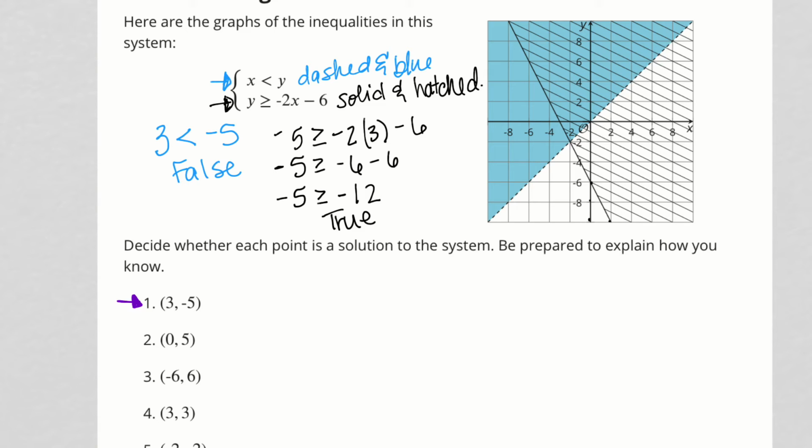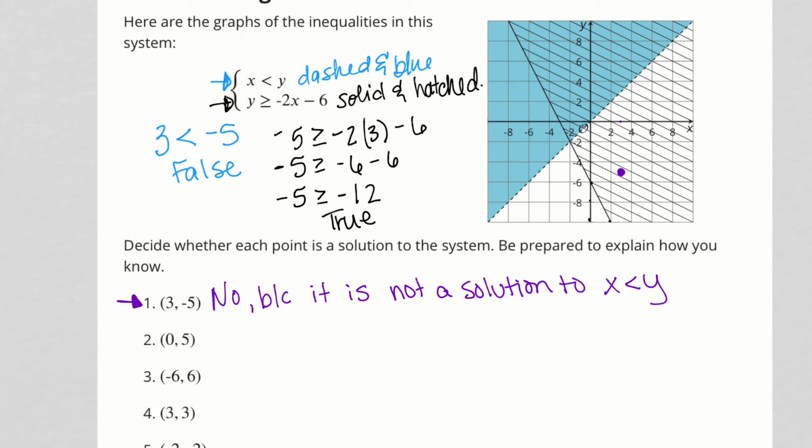Right. So if I go over to 3 on my graph and then go down to negative 5, I'm going to have a point right there. It's in the hatched region, but not the shaded region. So this is not a solution because it is not a solution to x is less than y. That's what I meant to say.